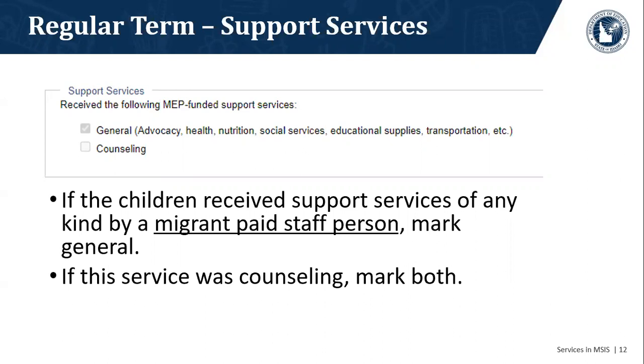Oh, and good news, it won't let you fail to mark general if you mark counseling. I think it will do it for you. Same with if you mark mathematics, it will also mark that the student received an instructional service from a teacher or a para.